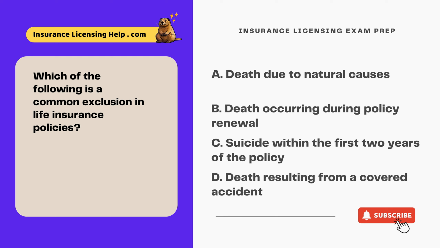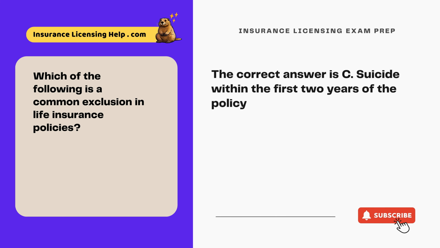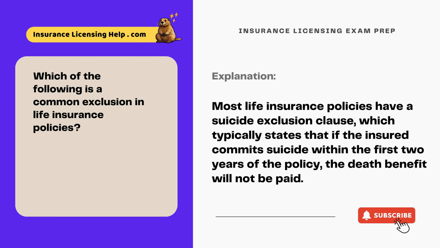Suicide within the first 2 years of the policy. D. Death resulting from a covered accident. The correct answer is C. Suicide within the first 2 years of the policy. Most life insurance policies have a suicide exclusion clause, which typically states that if the insured commits suicide within the first 2 years of the policy, the death benefit will not be paid.